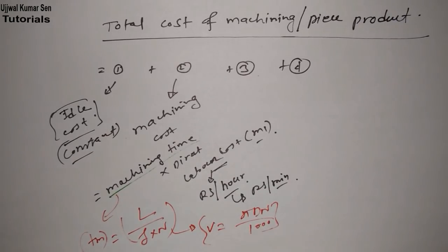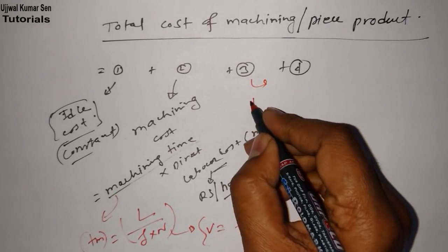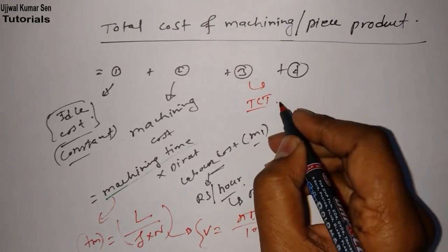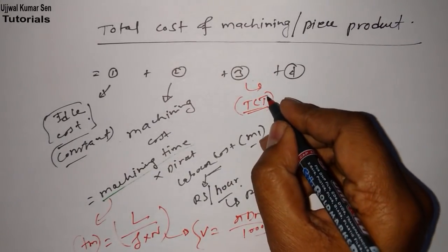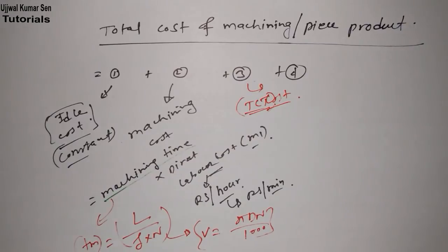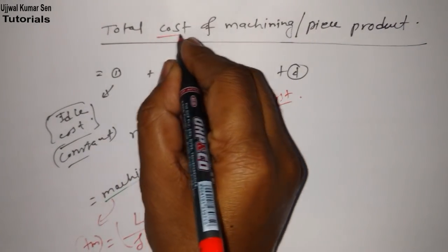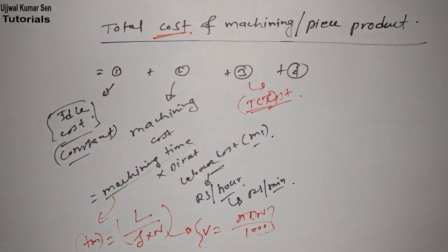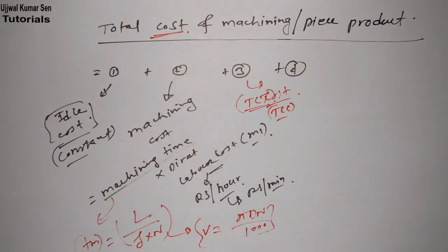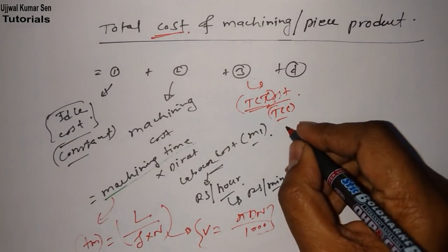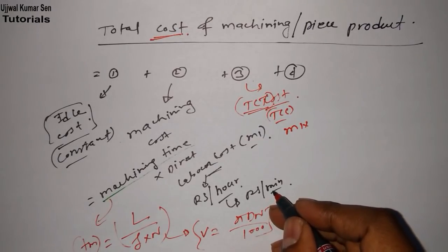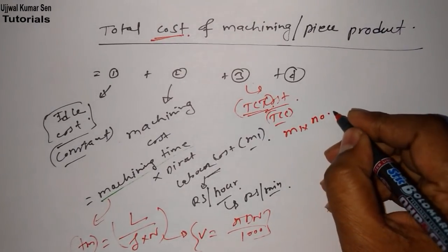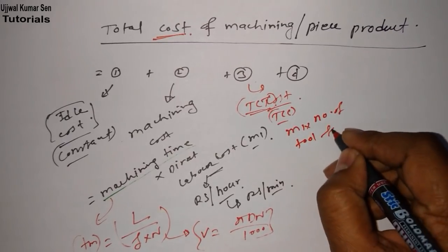Now the third one, that is TCT. But not exactly TCT, which means tool changing time. It is tool changing cost, I must say, because here we are talking about cost. So TCC, tool changing cost, is equal to M1, which means direct labor cost, again do check this unit, multiplied by the number of tool failures.